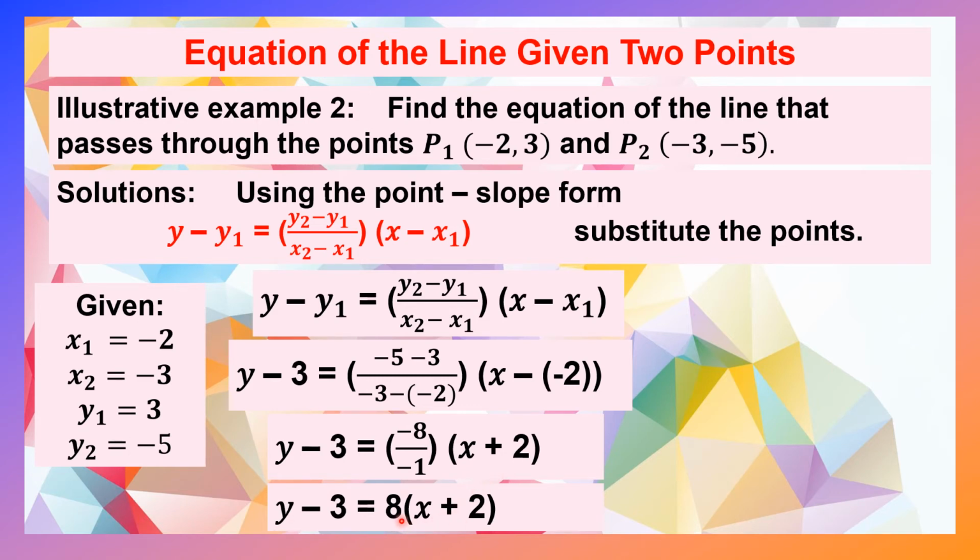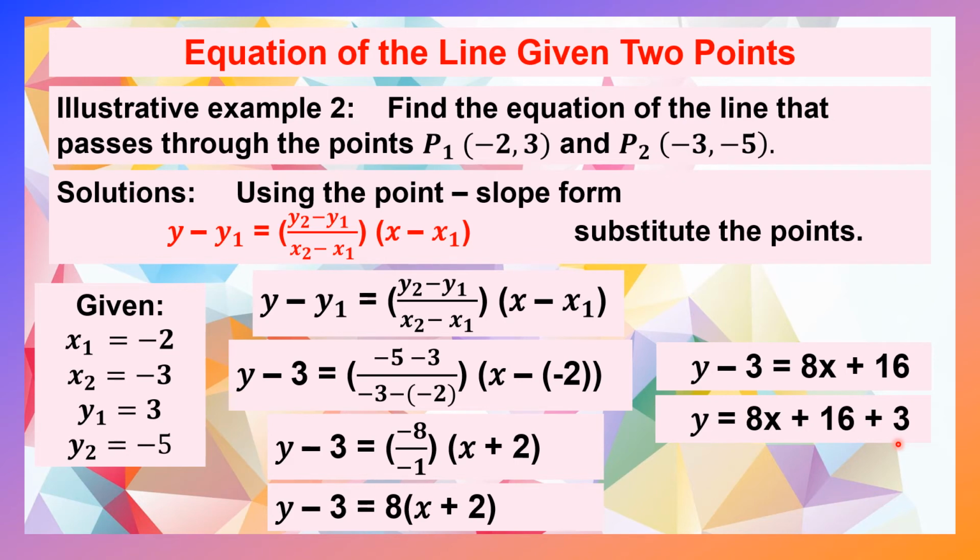Multiplying this, we have 8 times x is equal to 8x. 8 times positive 2 is equal to positive 16. Then, just copy y minus 3. So, let us write our equation into slope-intercept form, which is y equals mx plus b. So, only y should be on the left side, so we need to move the negative 3 to the other side. So, when we move the negative 3, it becomes positive 3. And then, just copy y, then the equal sign and our 8x plus 16.